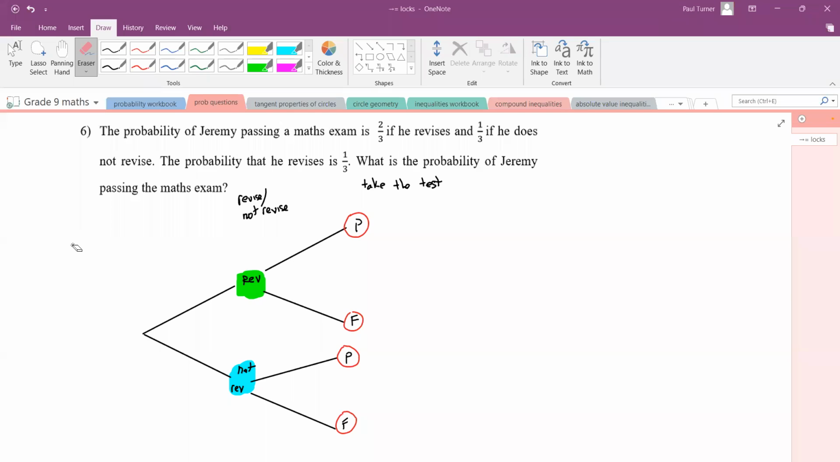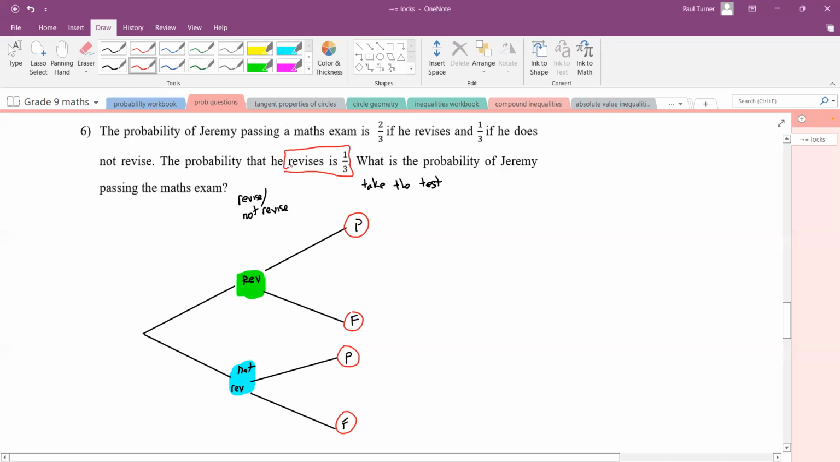In question 6, the probability of Jeremy passing a maths test is 2/3 if he revises and 1/3 if he does not revise. The probability that he revises is 1/3. What is the probability of Jeremy passing the maths test? So we need to consider whether he's revising or not revising. That's the first thing. And in the question here, it says the probability that he revises is 1/3.